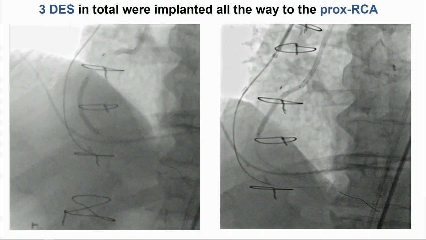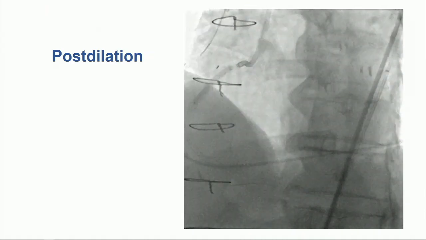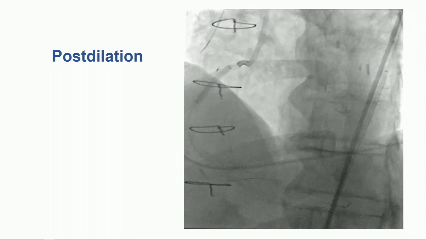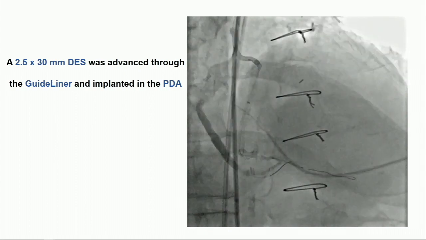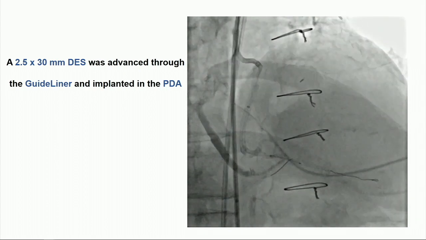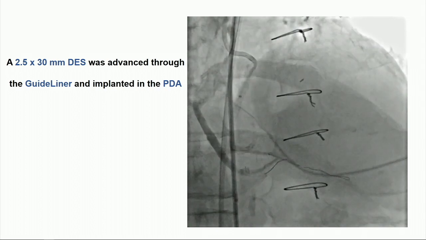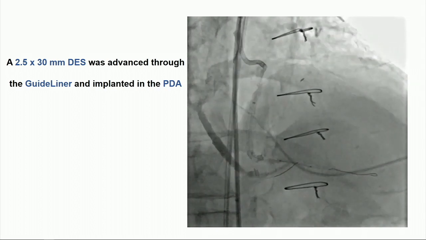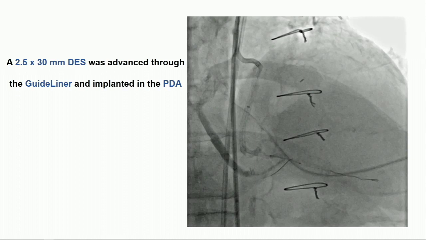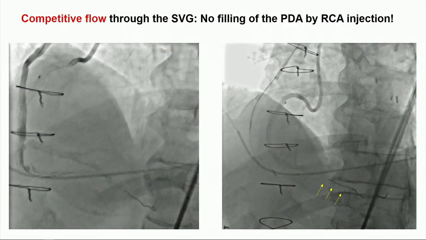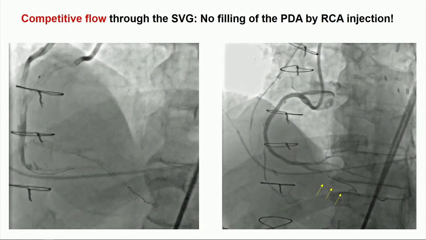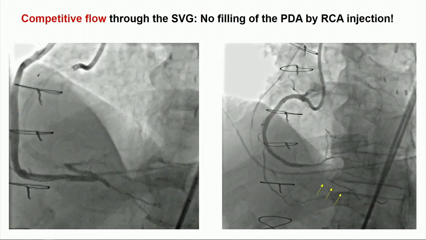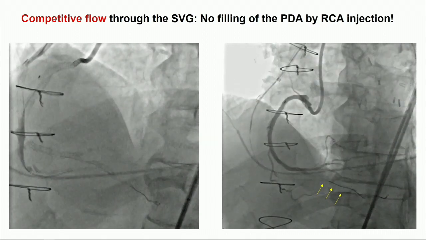Afterwards, we implanted in total 3 drug-eluting stents to the RCA, followed by multiple post-dilations all the way from the proximal RCA to the distal RCA. Then we finally managed to pass through the guide liner 1 final drug-eluting stent and implant it in the PDA. However, at the end of the procedure, we noticed that the PDA wasn't filled by the contrast injection through the RCA, and we thought that this was caused by the competitive flow from the SVG.